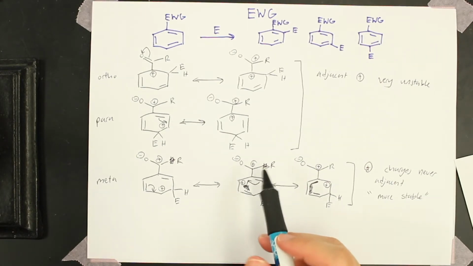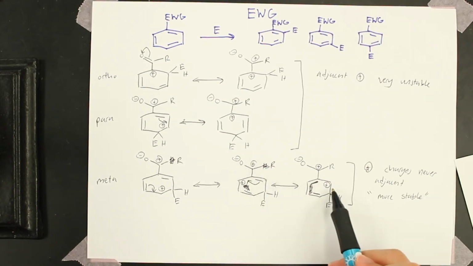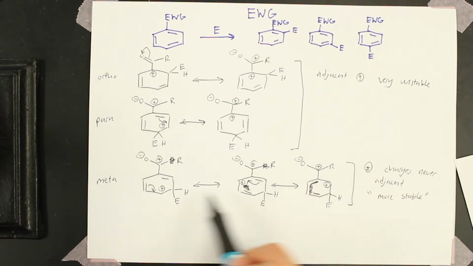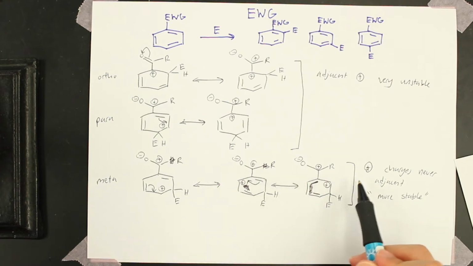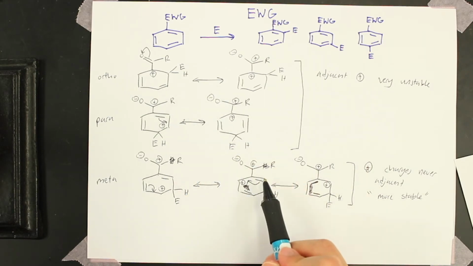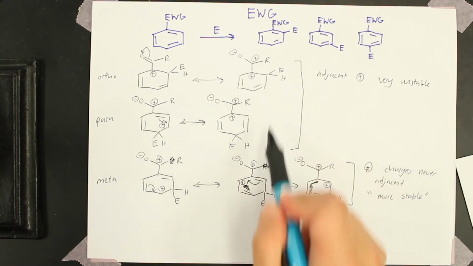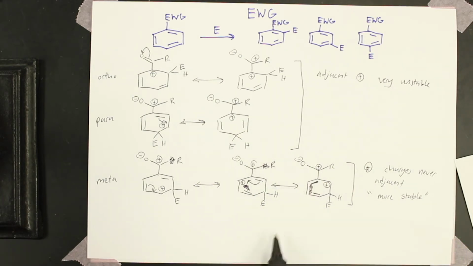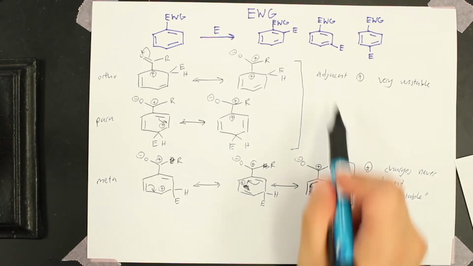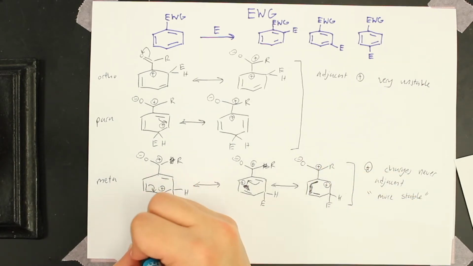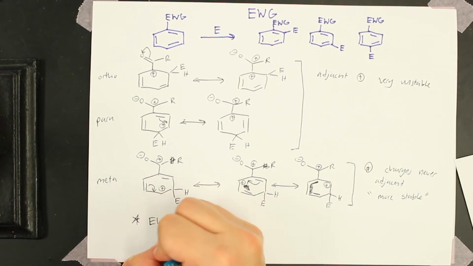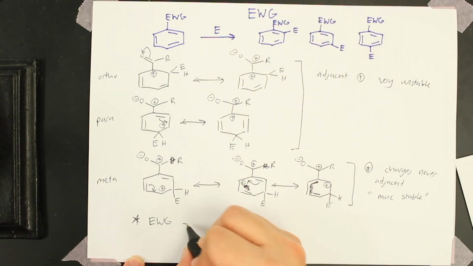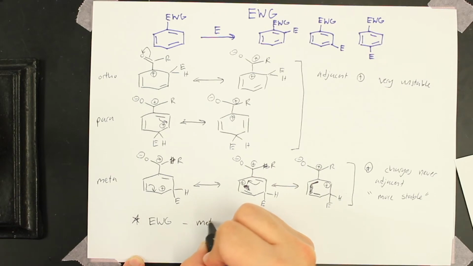So it's not so much that the ring would prefer to do this in an EAS reaction, but it's more so that instead of these being meta-directors, it's more like they're ortho-para avoiders. They want to avoid these two intermediates because they're very unstable. And if it has to substitute, it prefers to do it on the meta position because that's the more stable of these three. Okay, so our conclusion here is that if you have an electron withdrawing group on your benzene ring, they're going to act as meta-directors.